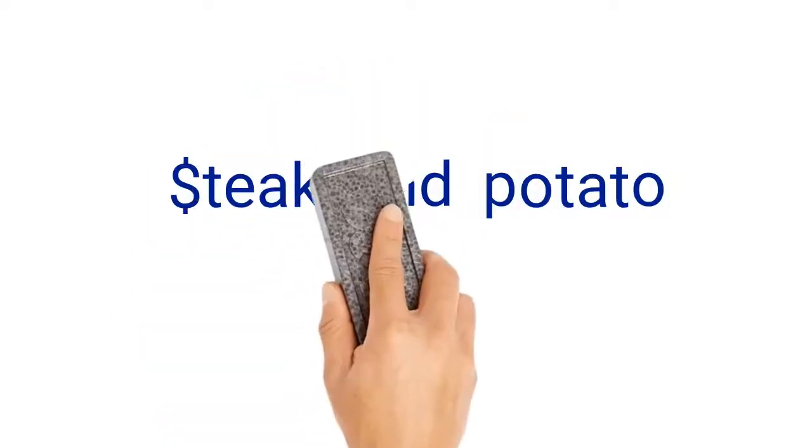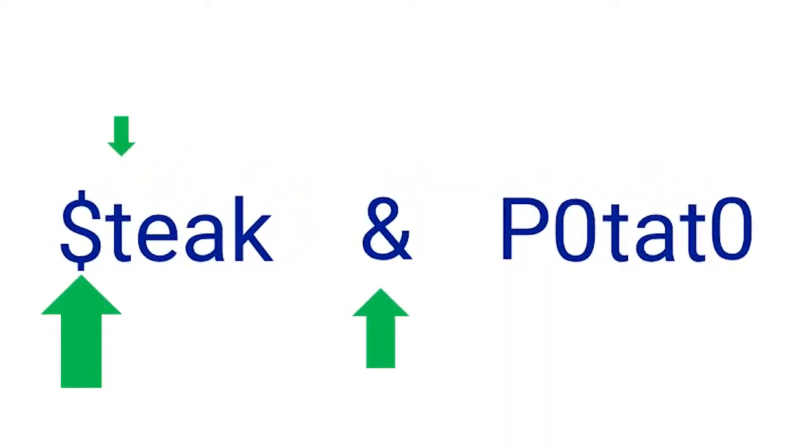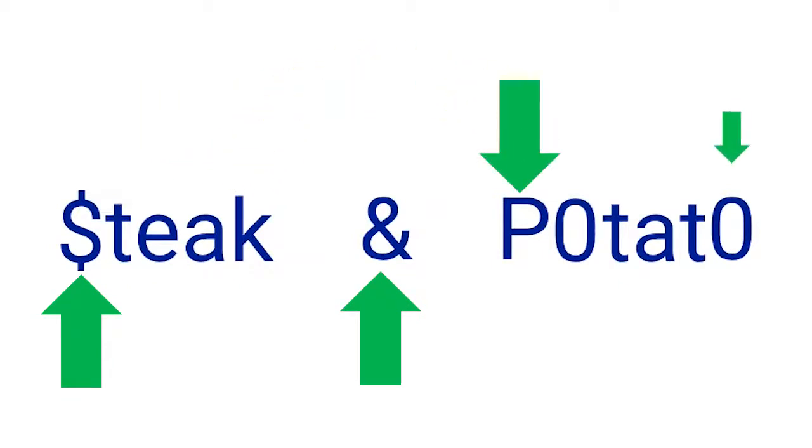For example, let's say your favorite meal is a delicious steak and potato. You can easily take steak and potato, change the S to a $ sign, swap out the word and for an ampersand, change a couple of the O's to zeros, and then capitalize the P in potato. And then you can quickly have a 12-character passphrase with special characters, lower and uppercase letters, and numbers.